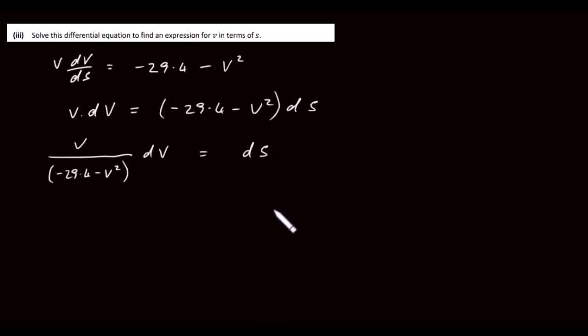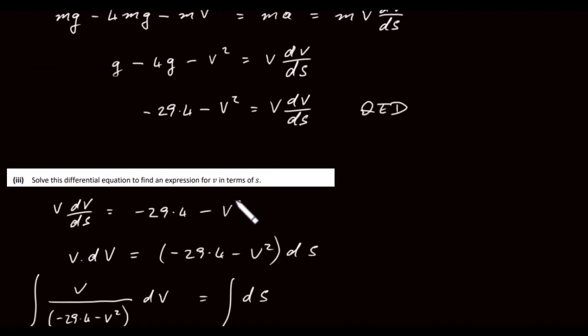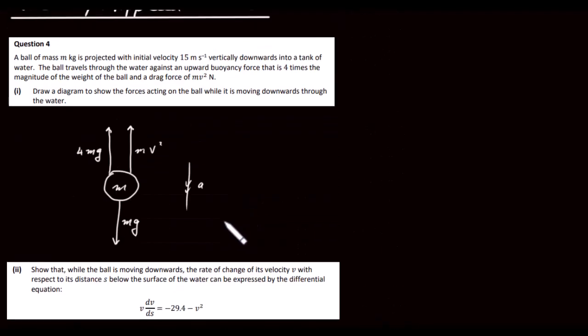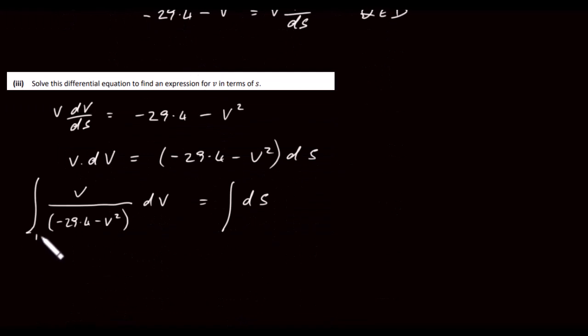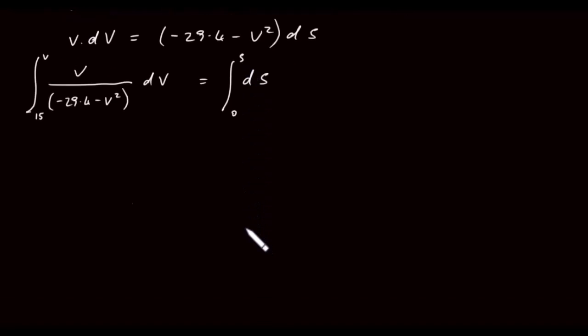So what we need to do now, we have all of these on the left hand side, s is on the right hand side, so we just need to integrate both sides. And on the left hand side, remember, the velocity is starting at 15. A ball of mass m kilograms is projected with initial velocity 15 meters per second. So we're going to start here on the left hand side with 15, and we're going to go up to some final velocity v. The distance, well, we're starting at distance 0, we're going to some distance s. So let's just integrate all of these.